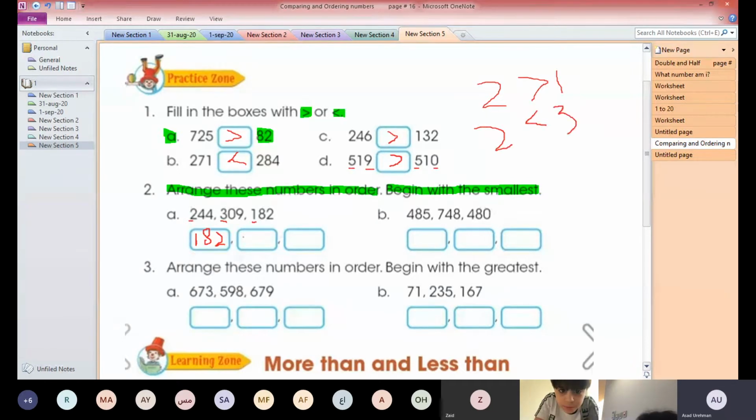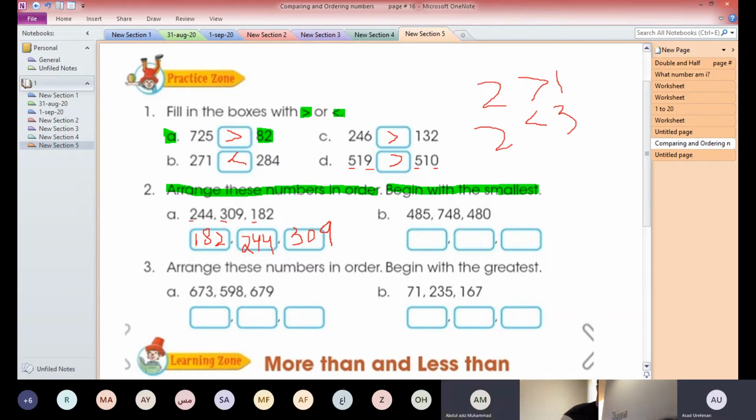That's why I will write here 2, 4, 4. Now the last one is 309. So I will write here 309. Where is the cursor? Okay. 3, 0, 9. Sorry, 9 should be. That is the number.